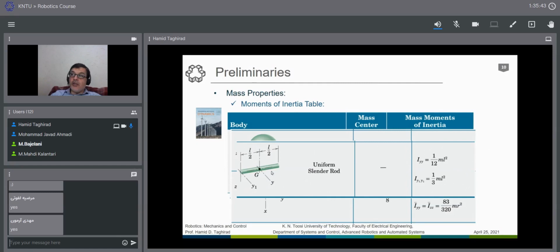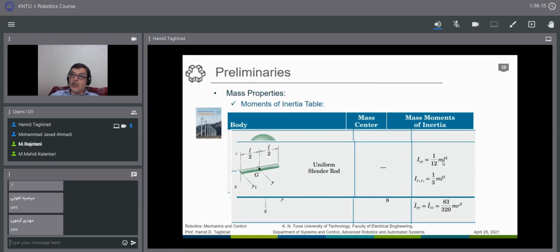This is what we usually use, a slender bar. Usually we consider the length of a robot link. If it is not given to you, of course we will give you everything, but if it is not given, we use a slender bar. We consider that we have a bar with length L, which is quite slender, not like a cylinder with radius R. And this is a very simple model for the system.